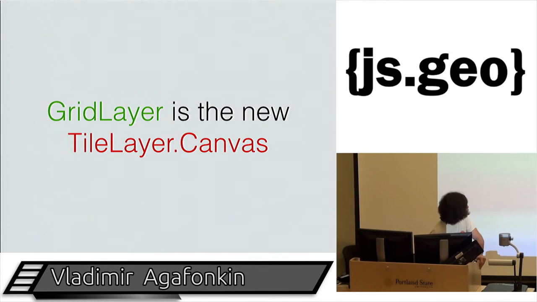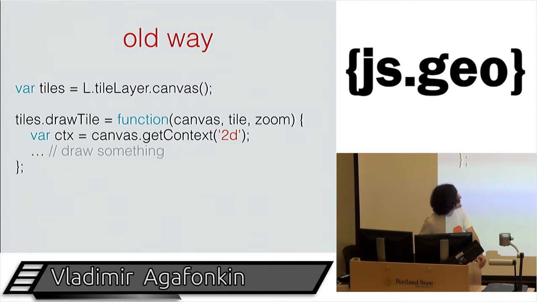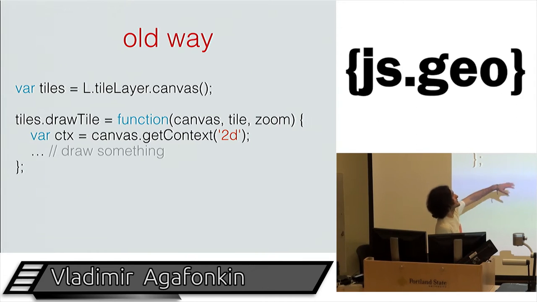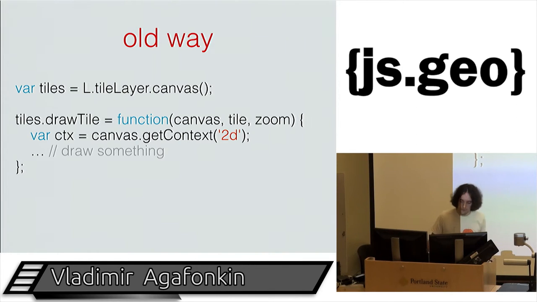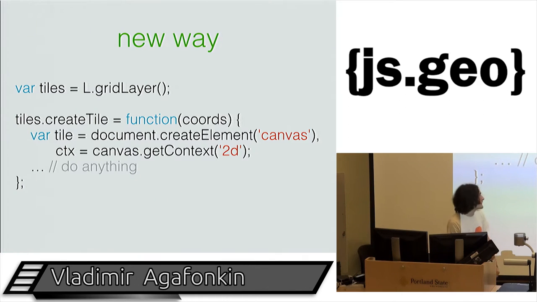And there was previously a class called tile layer canvas that you could use to generate tiles on the fly to do some things like fractals or any custom layers, but now it's gone for good. Now grid layer can do the same in a much better way, much more flexible. So earlier you would create a tile layer canvas class, and you would set up a function that would draw those tiles, and in the new way, you can create canvas elements, or you can create anything you want, so it's much more flexible. You can do any kinds of tiles, WebGL tiles, anything.